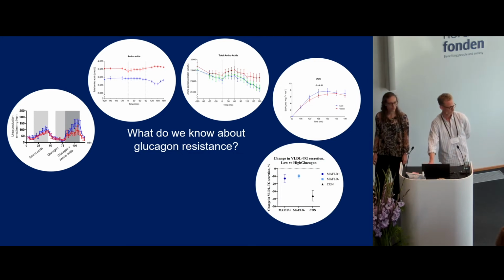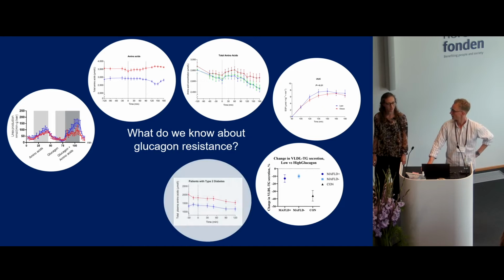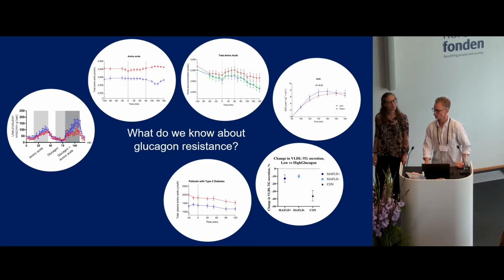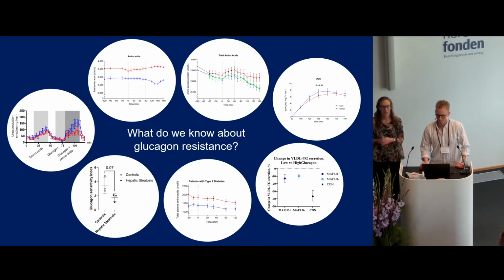We find that NAFLD patients have a reduced glucagon-mediated suppression of VLDL-triglyceride secretion. And we've also shown you that a model of complete glucagon resistance induced by a glucagon receptor antagonist also supports the concept of the liver alpha cell axis. And finally, we are currently developing a test to measure glucagon sensitivity in humans. So that's it.